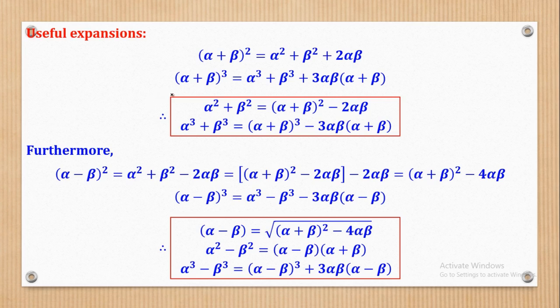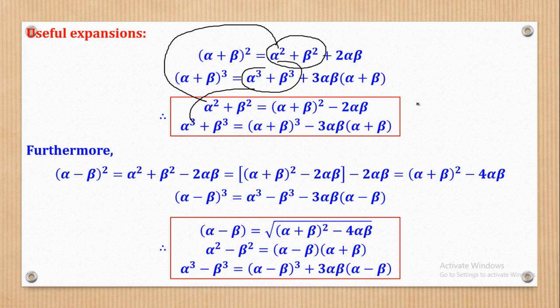Then also, that is when it is squared. What if it is cubed? If it is cubed, it becomes alpha cubed plus beta cubed plus 3 alpha beta in brackets alpha plus beta. So always remember these expansions because they are very useful in this part. Now the reason why we made this is we wanted to look for a way of making this the subject. So when I make this a subject, I'll come up with this line. And when I make this the subject, I'll come up with this line.